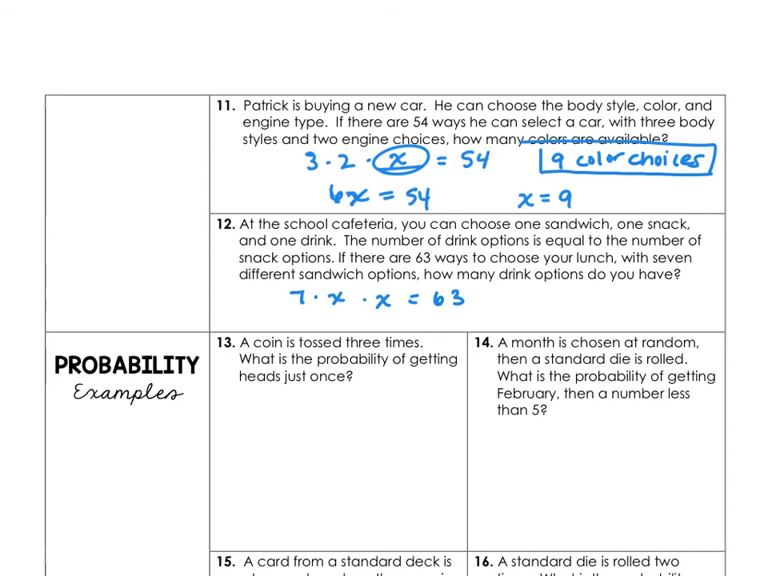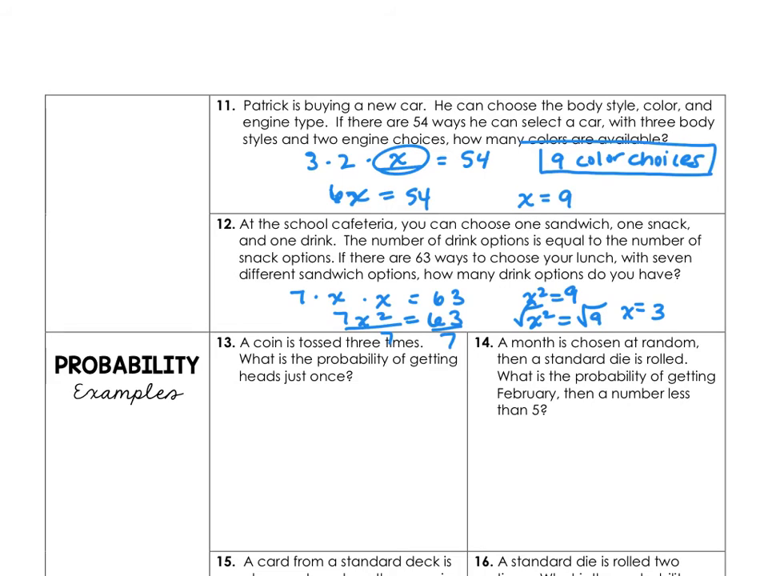So really what we end up with then is 7x squared equals 63. We're going to divide by 7 on both sides, so you end up with x squared equals 9. And then think back to your Pythagorean theorem days. Square root of x squared equals square root of 9. So you're going to get x equals 3. So that tells us there are 3 drink options and there are 3 snack options.